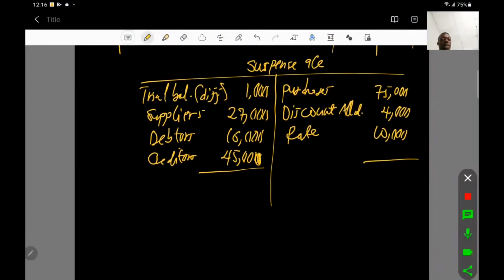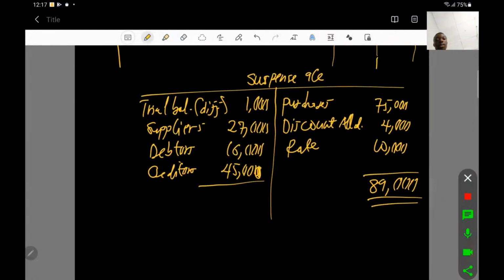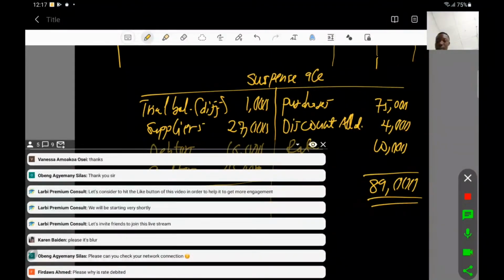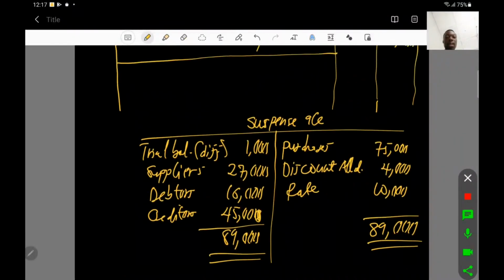So what are you going to get for debit? What are you going to get for credit? For credit, I had 89,000. What do you get for the debit side? Let me see in the comment section. What do you get for debit side? Okay, debit side too, I also had 89,000. So that is with the suspense account and then the journal.